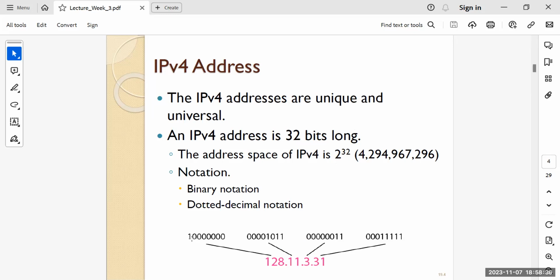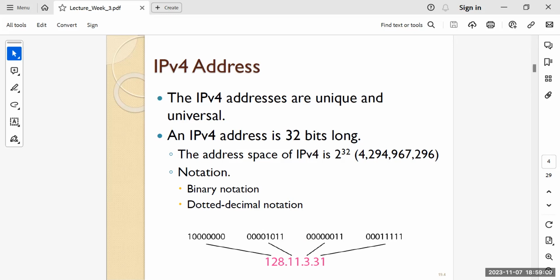As you can see, there are ones and zeros over here. You can just count them: 1, 2, 3, 4, 5, 6, 7, 8. So 8 bits make a byte. You can see that there is 1, 2, 3, 4, so 4 bytes are there. So 32 bits makes 4 bytes. Since there are 8 bits in 1 byte, there are 4 bytes in an IPv4 address. So this is the binary notation of that, and you can see this is the decimal notation.